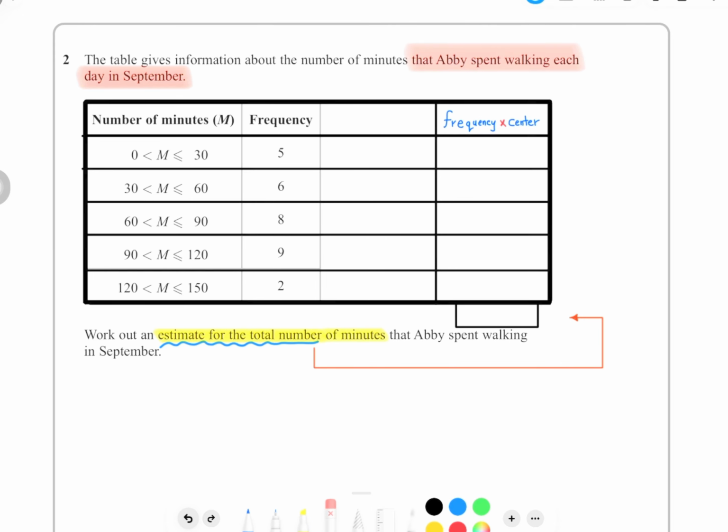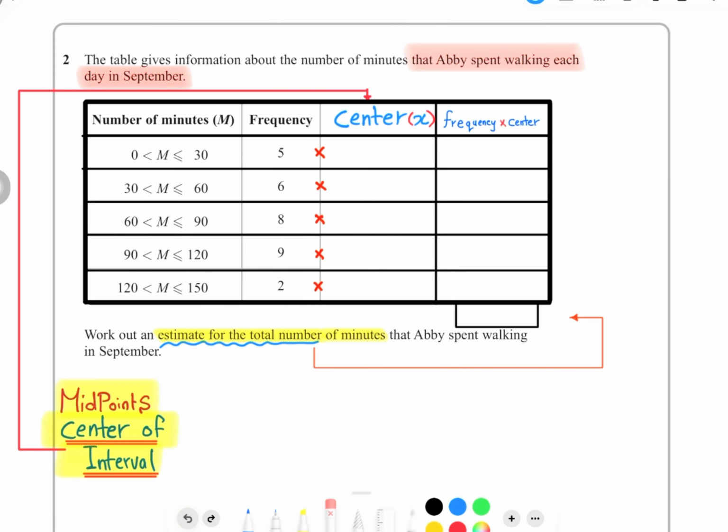Now, why do we say estimate? Because the data is grouped. We don't know the exact value of each data point. So, we use a midpoint of each class interval to represent it. So, the first thing we do is to find the midpoint, sometimes called the center value of each group.